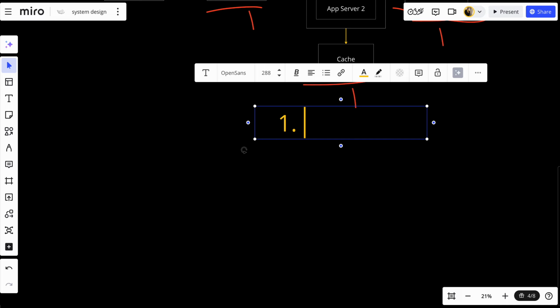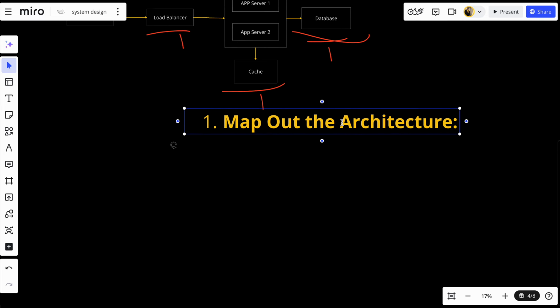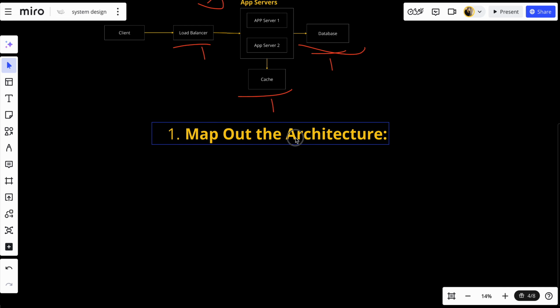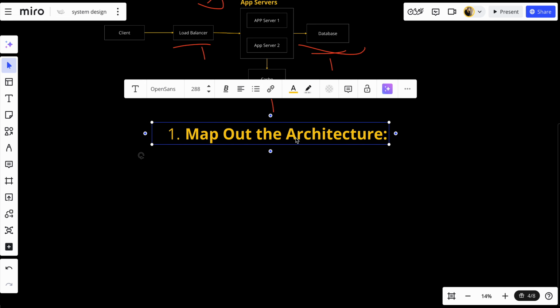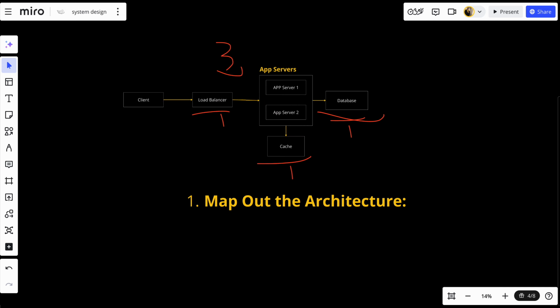The first thing is to map out the architecture. We should create a detailed diagram of our system showing all components and their dependencies. Look for components that do not have any backups or redundancy. These are likely the single points of failure, and we did just that. We mapped out the architecture of our system, and we found that we have three components that are lacking redundancy.